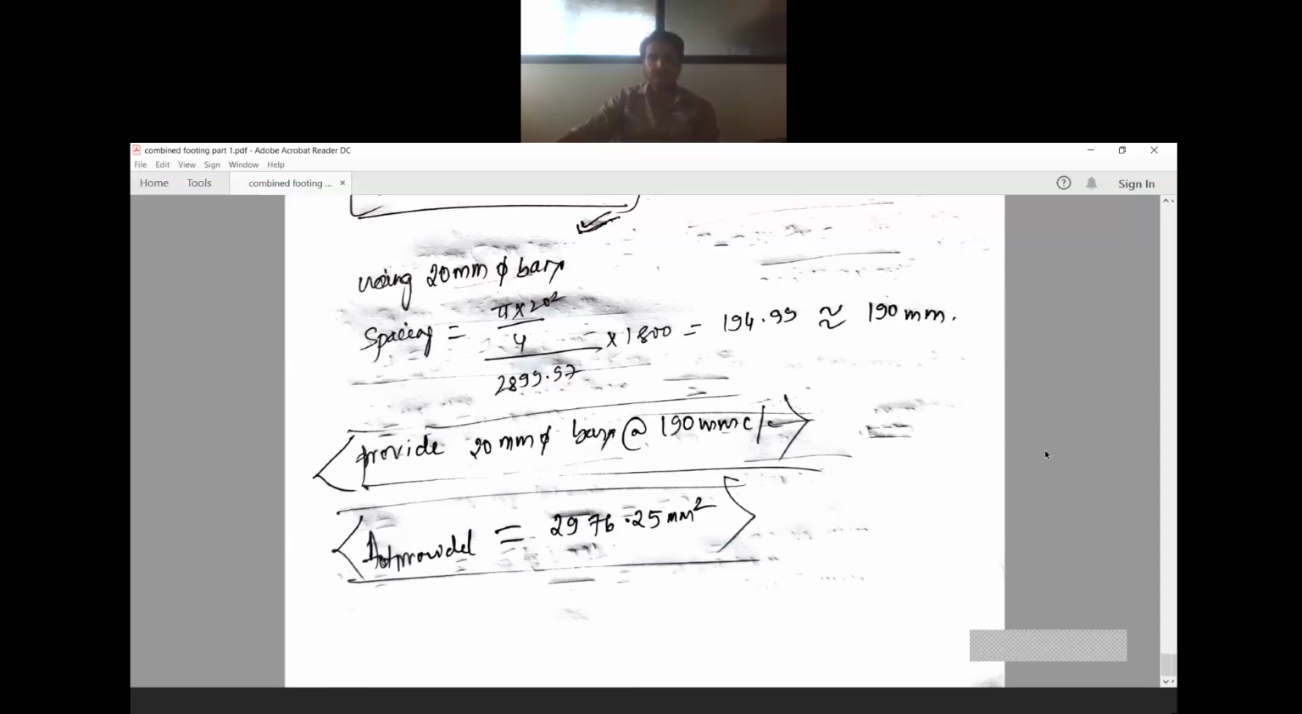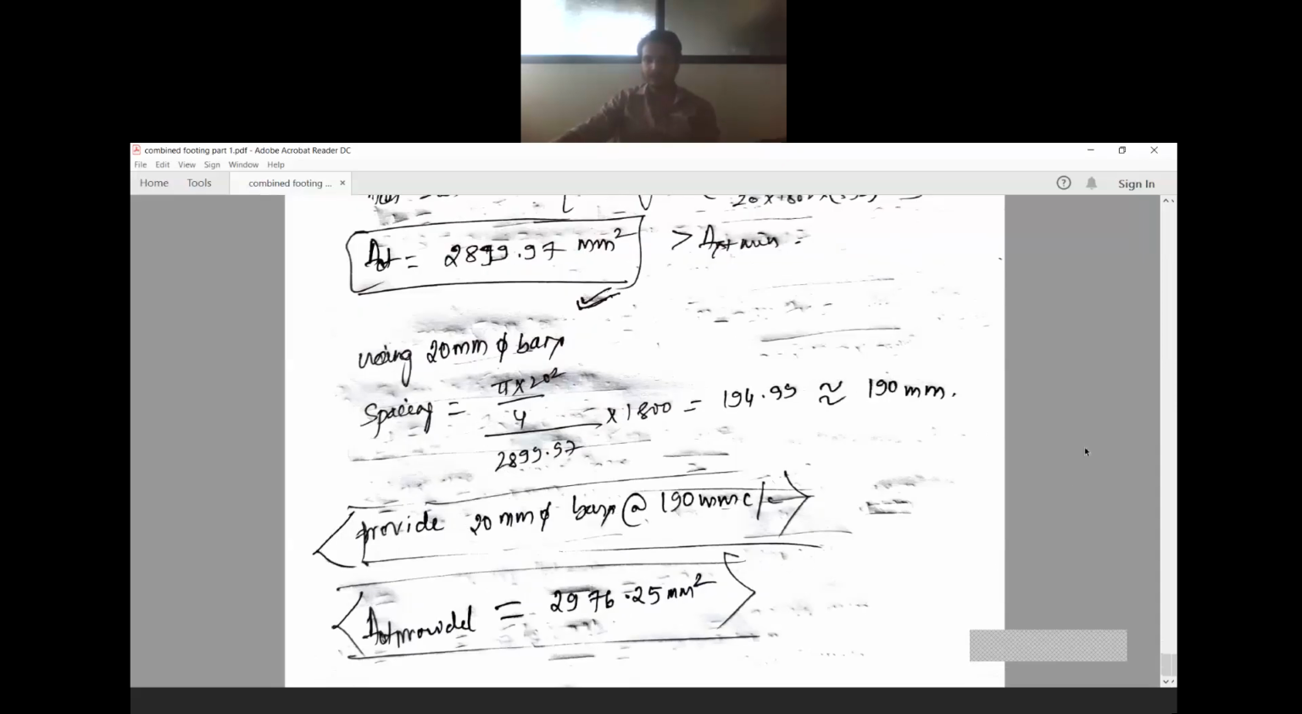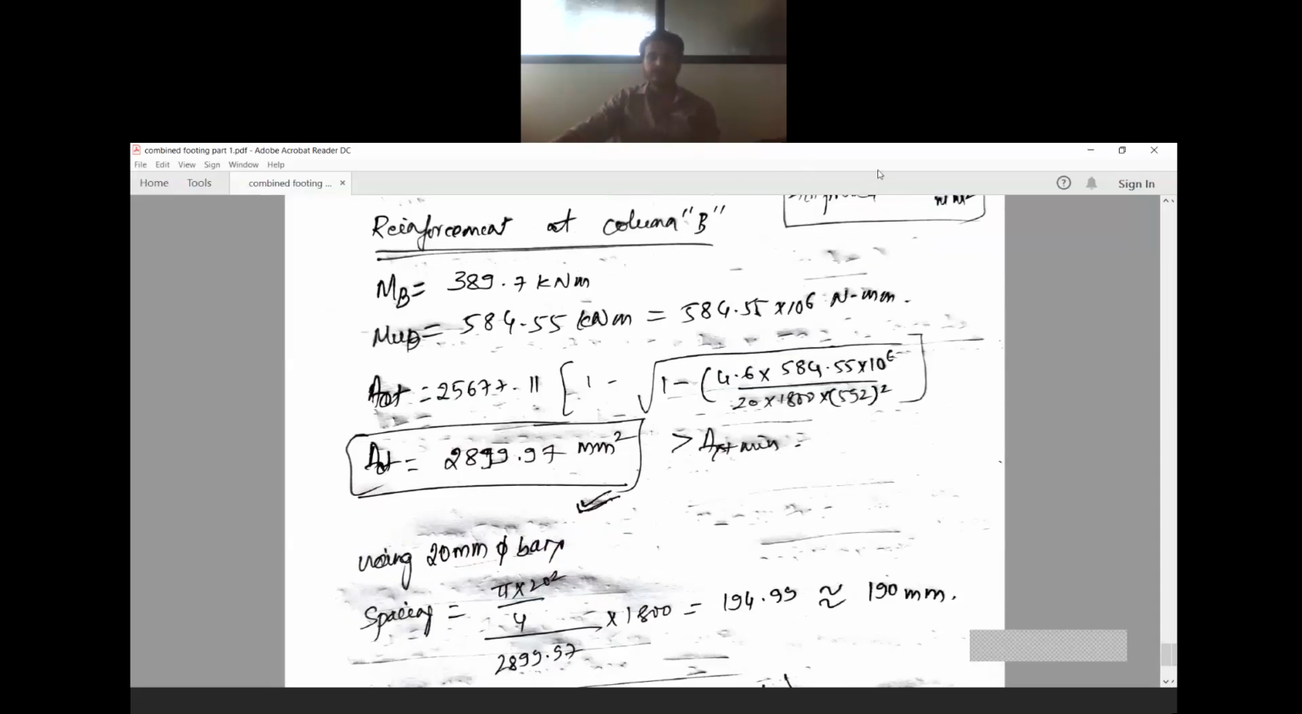reinforcements. Here you can also observe that the spacing is within 300 mm. The spacing should not be more than 300 mm. If I had selected 25 mm, I would get 320 mm. So I had selected 20 mm. We should be very careful while selecting the values.